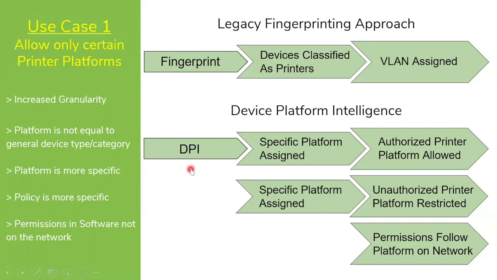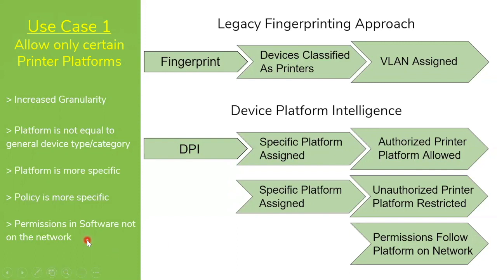What you can do with DPI is distinguish between all these different printers, manufacturer, make, model, etc. And then you're able to actually do something with that information. So you can define authorized printer platforms and unauthorized printer platforms, and then you can assign specific permissions. Those permissions follow that platform no matter where it goes on the network.